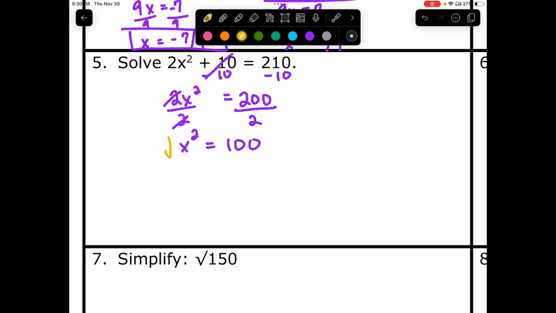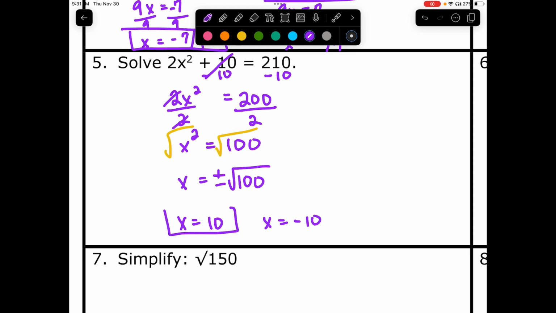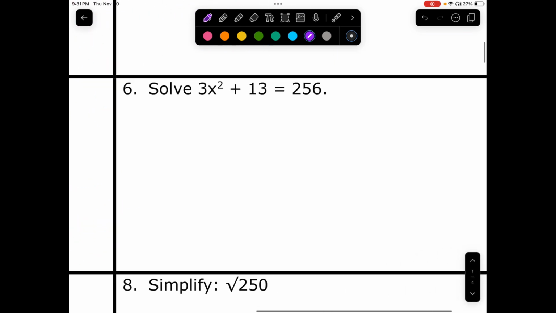And then if I take the square root of both sides like that, I end up with x equals plus or minus the square root of 100, which means x equals 10 and x equals negative 10, because the square root of 100 is 10. Get it? All right, go ahead and try this one.